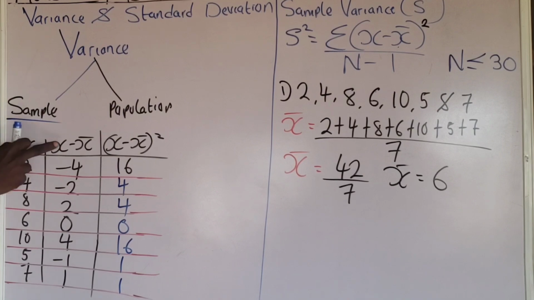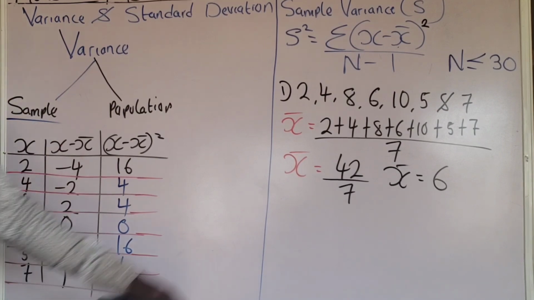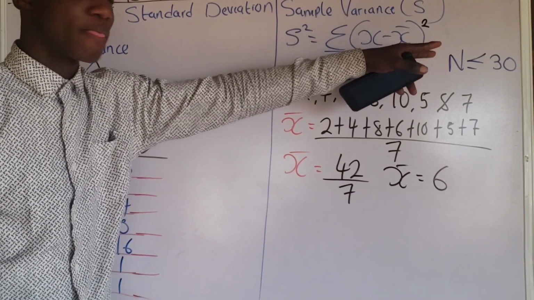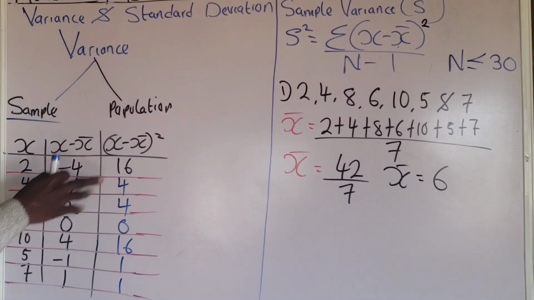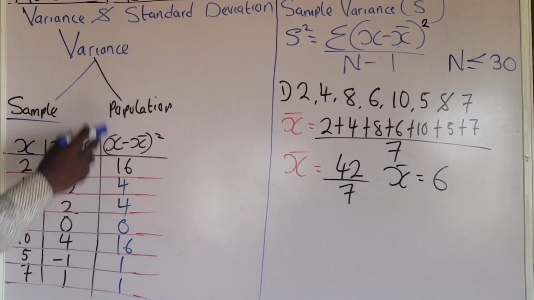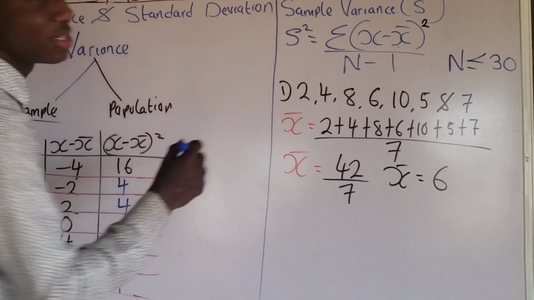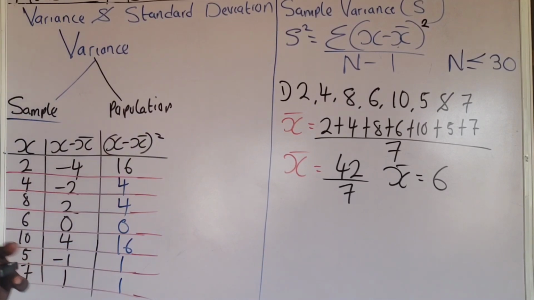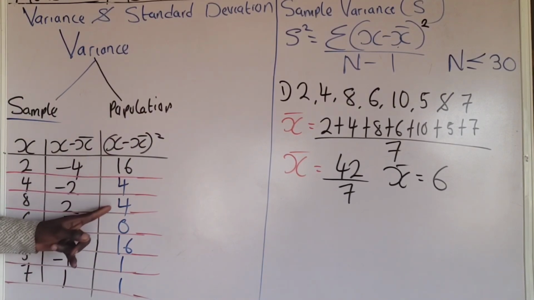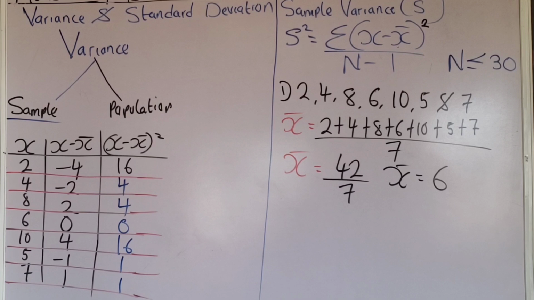You see, after taking the difference, I realized that I need to square the difference according to the formula. So I squared the differences, and I got all these values. Now I'm going to sum all these values together, because this sign simply means summation. Are you paying attention? So now 16 plus 4 plus 4 plus 0 plus 16 plus 1 plus 1. That will give us 42. You understand? So here I'm going to have 42.